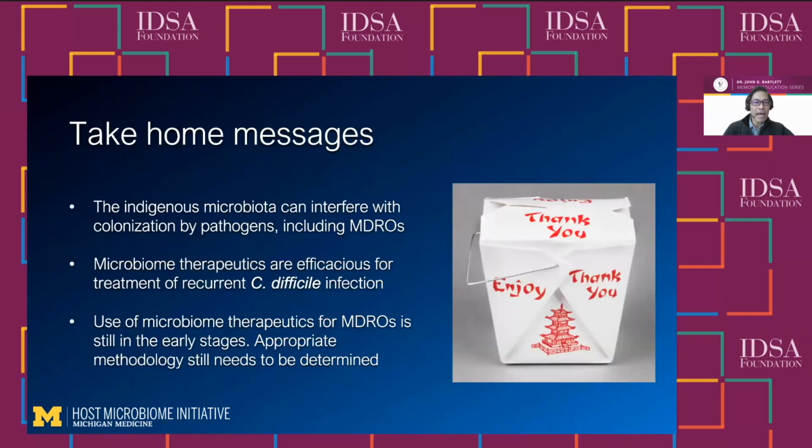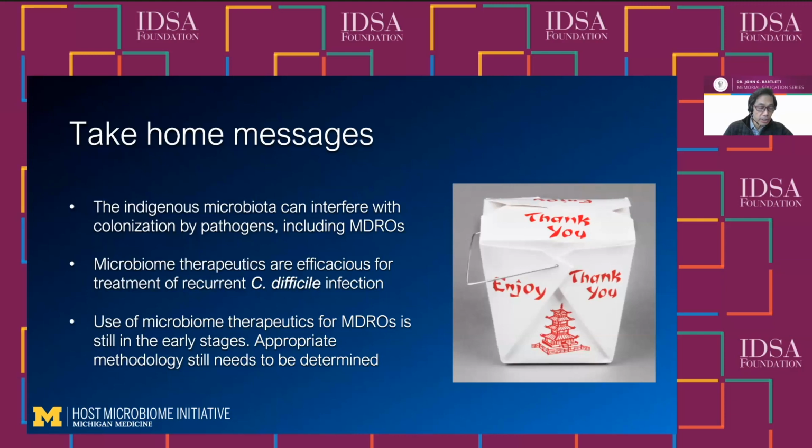Where are we at right now? Well, we do know that the indigenous microbiota can interfere with colonization by pathogens such as Clostridioides difficile, but there's also suggestive evidence that multi-drug resistant bacteria such as CRE or VRE can also be treated by modulating the microbiota. So we're still in the early stages of using so-called microbiome therapeutics for treating multi-drug resistant organisms. We really don't know the appropriate methodology.